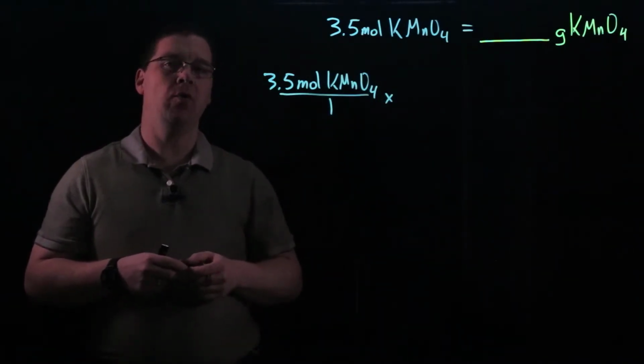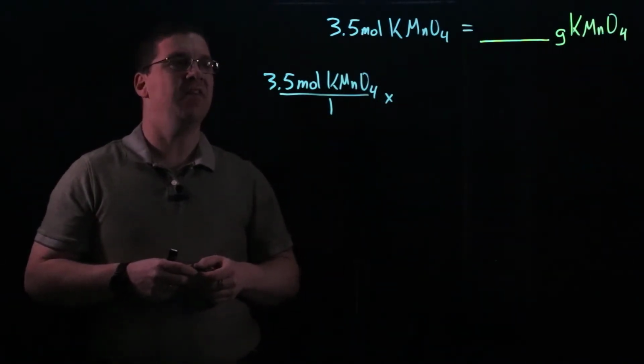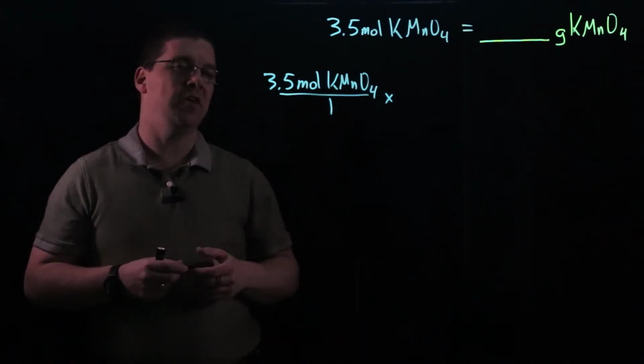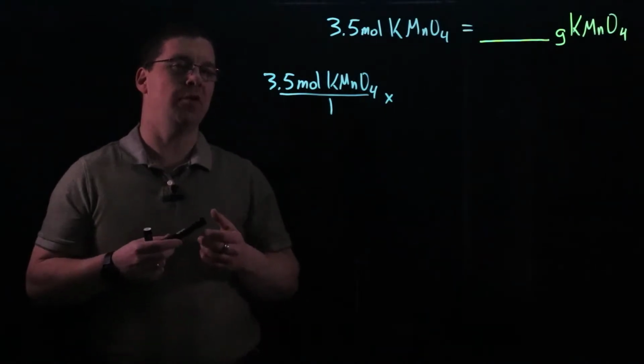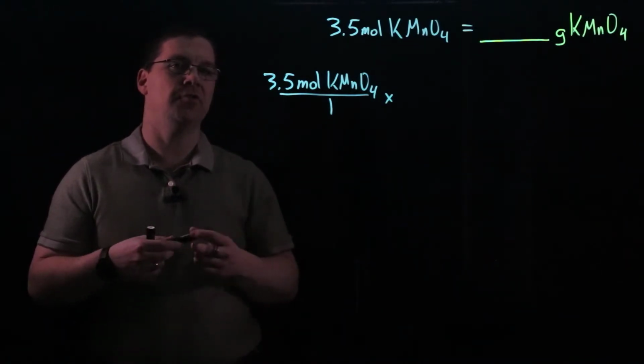Next, I need to set up my molar mass conversion factor. And given that I'm starting in units of moles and I want to get to grams, that means when I set up my molar mass, the mole units should be in the denominator, the grams should be in the numerator.